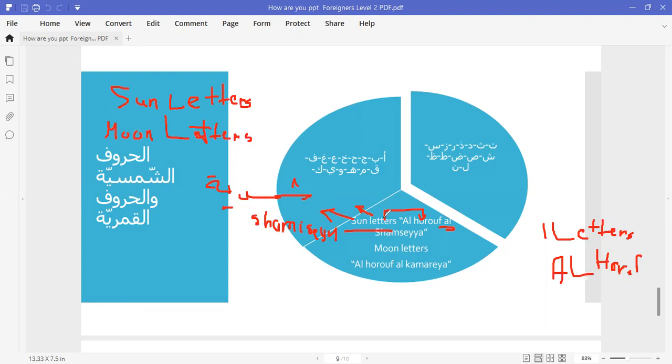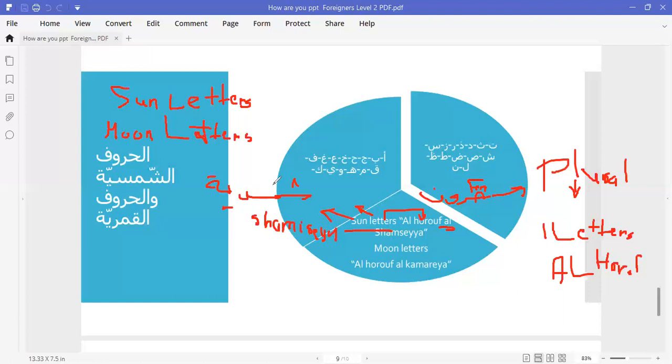Because letters, huruf, is plural, and everything in the plural, and this plural is not a person, it's non-person, or a thing, this plural is feminine, okay? Because it's feminine, you need to add to the shams. If you say shams only, this is masculine. Because the plural al-huruf is feminine, its adjective should be feminine. That's why we added shamsiya. Okay, so sun letters is al-huruf al-shamsiya.